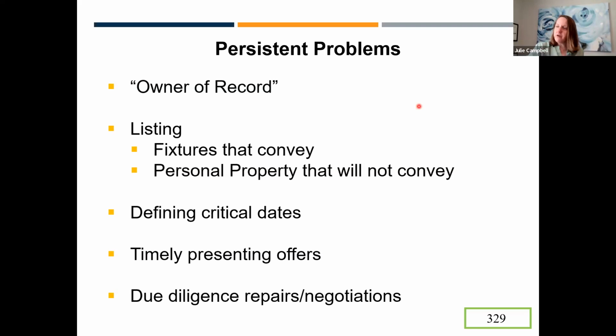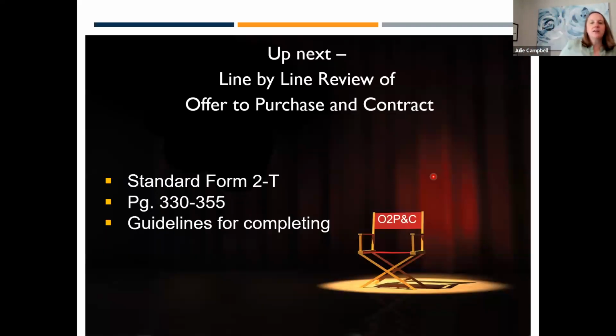So we're getting ready to take a break. Didn't go anywhere yet, but we're getting ready to take a break. When we come back, we're going to get into our line by line, in some cases word by word review of the offer to purchase and contract. So specifically, we're going to review standard form 2T.